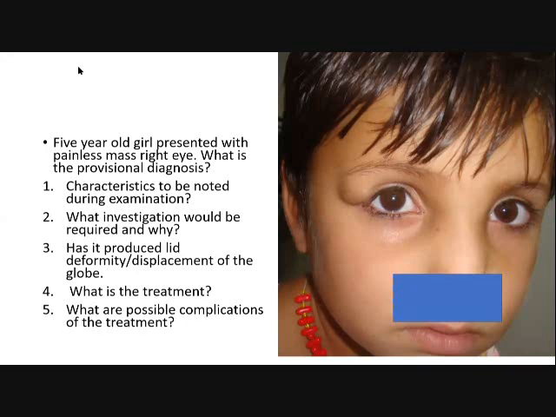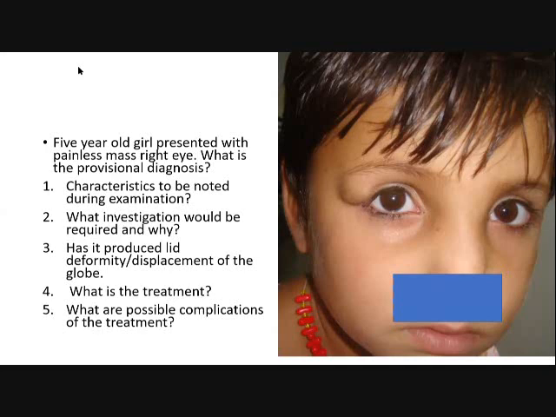Whenever there is a swelling around the eye in middle-aged or elderly people, you always check the lymph nodes. Preauricular, submandibular, submental, and deep cervical. Excellent. Very well done. So what is the treatment?